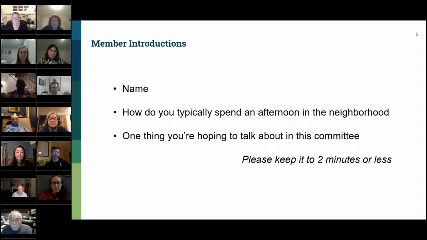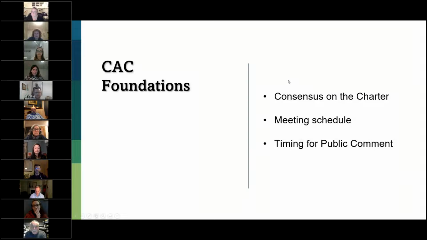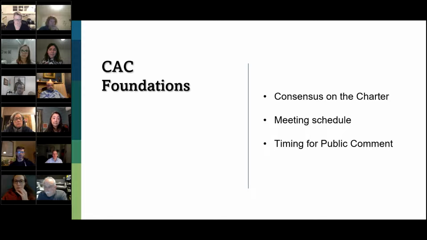Nick, can you shift to the next slide? Excellent. So we will spend the next little bit going through some of the foundational organizational pieces of the group. We want to check in with everyone on that draft charter we sent around. I already found a couple little things that need to be adjusted just to clarify a couple pieces. We want to talk about the meeting schedule and make sure that this time is working for everyone and if we need to adjust anything. And then also talk about timing for public comment in the course of our meetings.